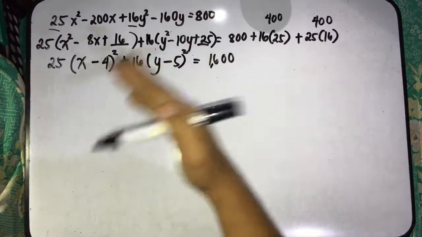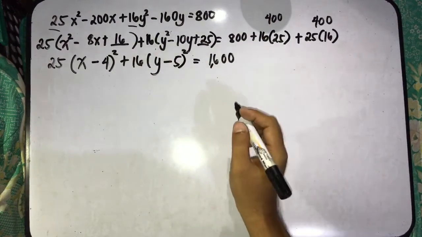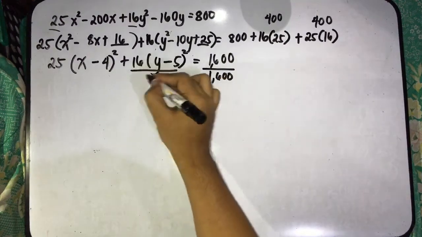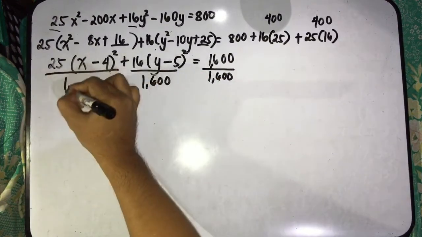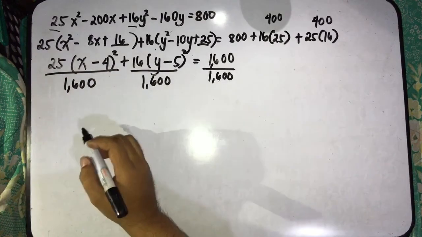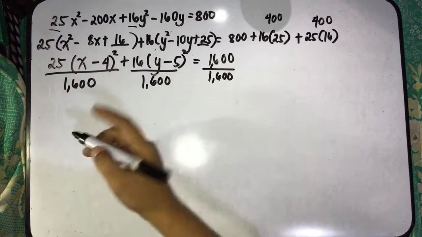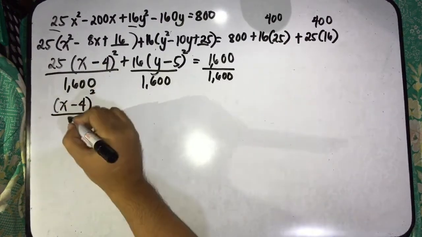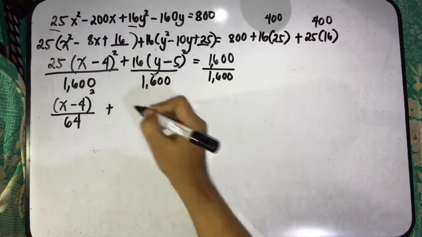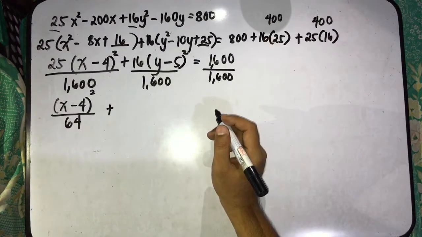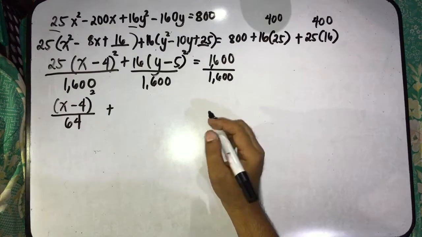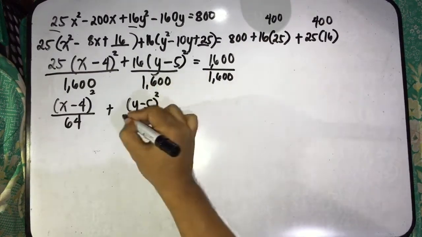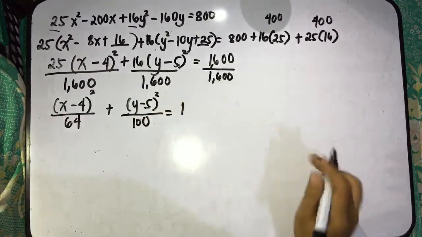So, in order for this to become an equation of the ellipse, we need to divide both sides by 1,600. So, over 1,600 over 1,600 over 1,600. So, 25 divided by 1,600 will be 1 over 64. And that is x minus 4 quantity squared over 64. Plus, 16 divided by 1,600 would be 1 over 100. So, this becomes y minus 5 quantity squared over 100 is now equal to 1.